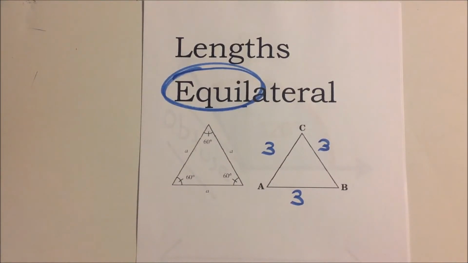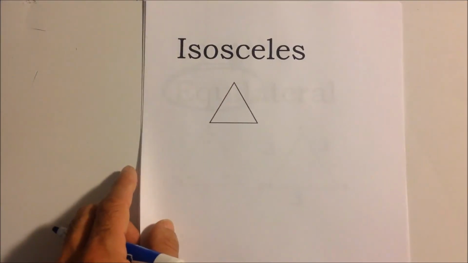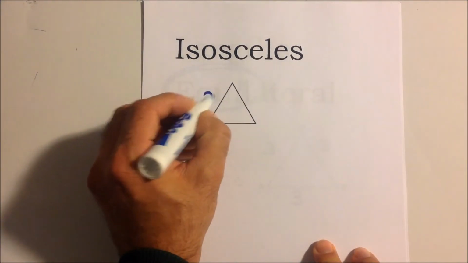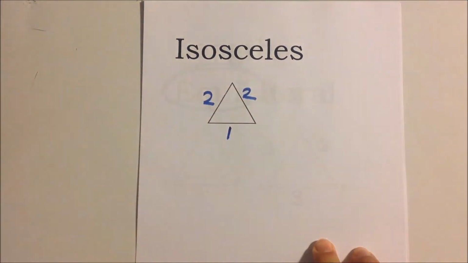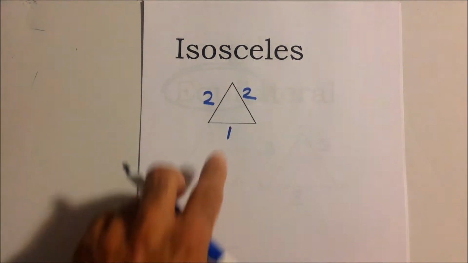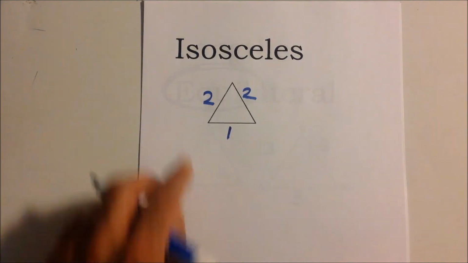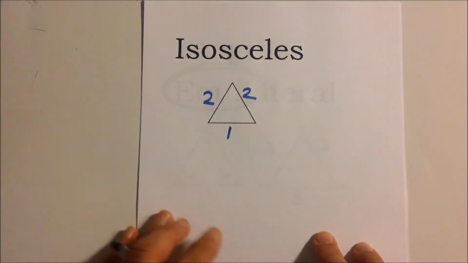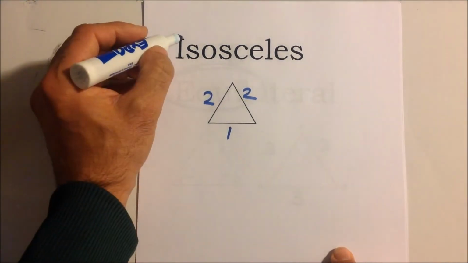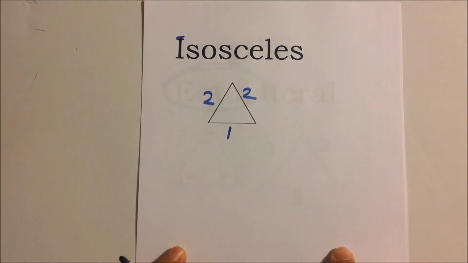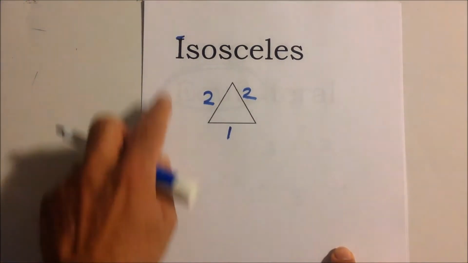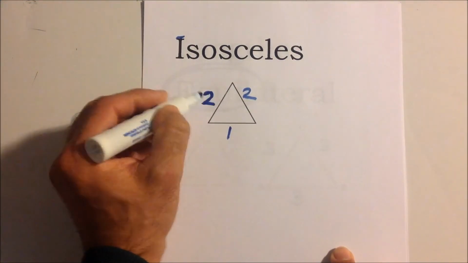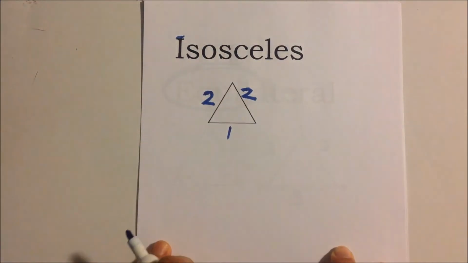Then we have an isosceles triangle. Isosceles triangles have 2 lengths the same. One length is not the same. So isosceles, think of two things. Some students in the past thought of the Greek hero Hercules, and Hercules and Isosceles sound the same, and that's two people. So think of Isosceles and Hercules, and that's two sides are the same.